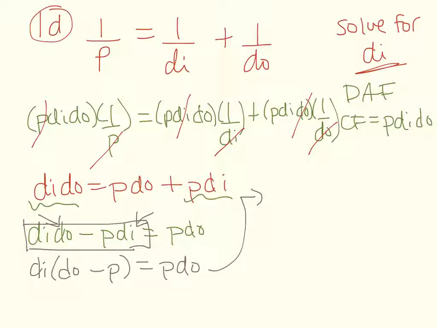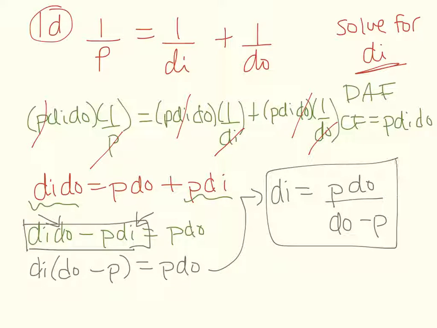So I'm still at my factor out stage because we only have one di term now, which is great, but now I have to isolate it completely. So I'm going to move over the d naught minus p to the other side. Because we have brackets around the d naught minus p, that indicates a multiplication, and so on the other side of the equation, it will actually become a division. So we have di is equal to p d naught all over d naught minus p, and that is our final answer.